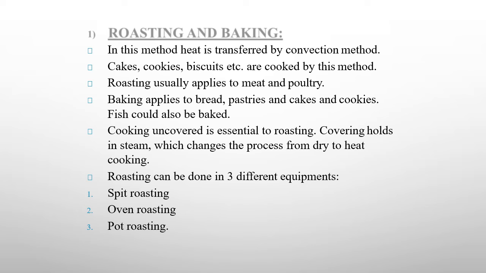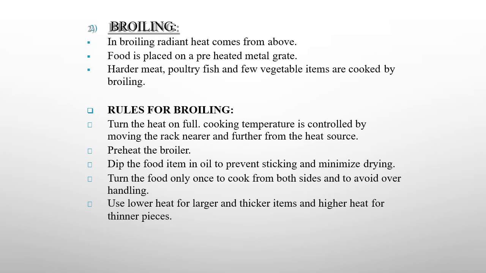And pot roasting is one of the combination cooking methods which involves both dry and moist heat cooking, and the meat is often first browned before it is slowly cooked in a liquid. Okay, this is the pot roasting method. And in the broiling method, radiant heat comes from above, and food is placed on a preheated metal grate. Tender meat, poultry, fish, and a few vegetable items are cooked by this broiling method.